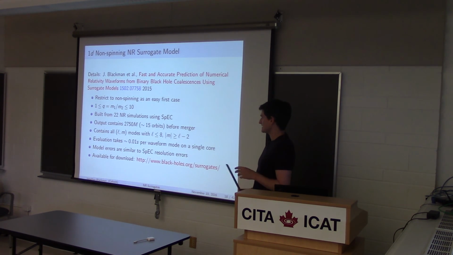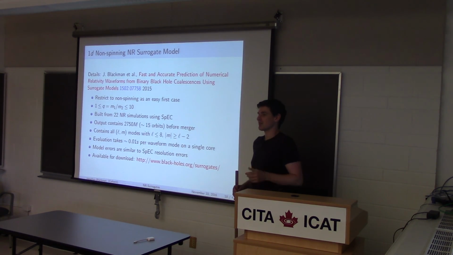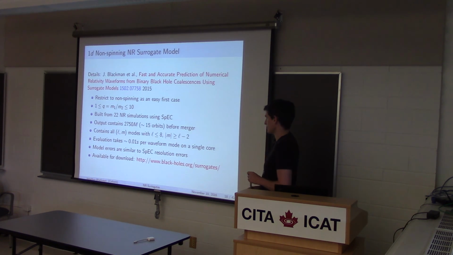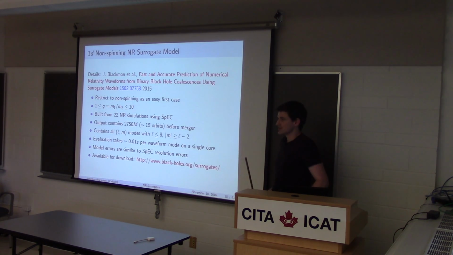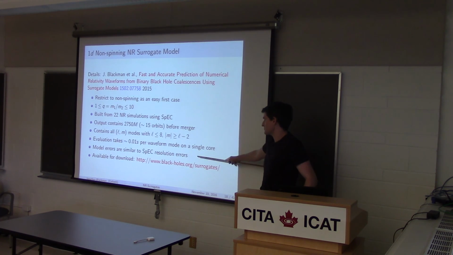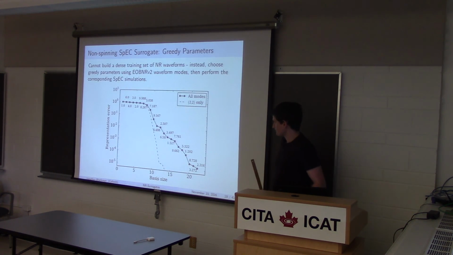And our surrogate model then takes about 10 milliseconds to evaluate all of these modes on a single core. That's compared with a week or a month maybe to run a new simulation using the SpEC code. The important thing in this study was that we were able to produce surrogate model errors that were comparable to the underlying resolution errors of the numerical relativity simulations. So in some sense, this surrogate model has converged to the underlying solutions, and we can't hope to improve the model any further unless we do more accurate numerical relativity simulations with higher resolution.